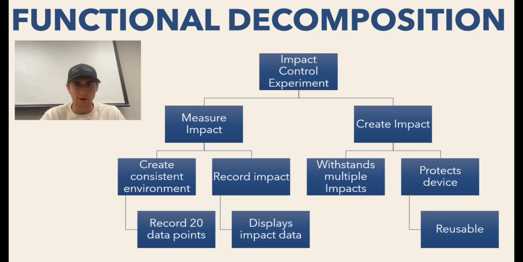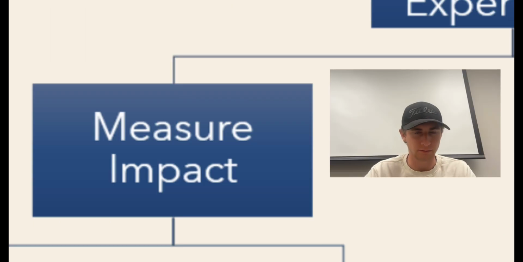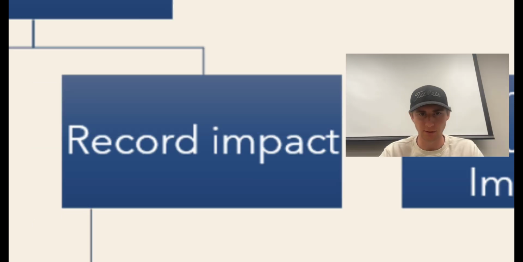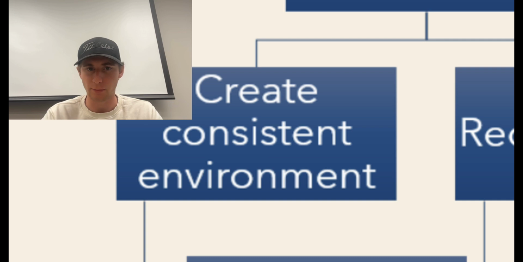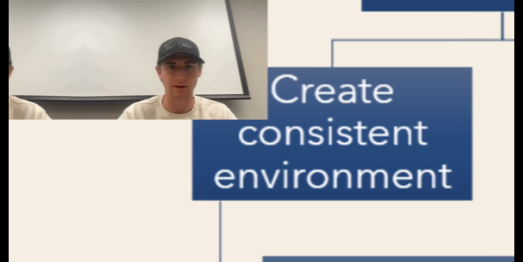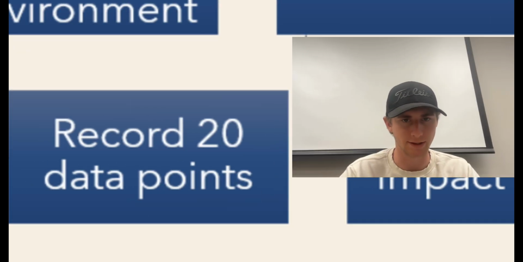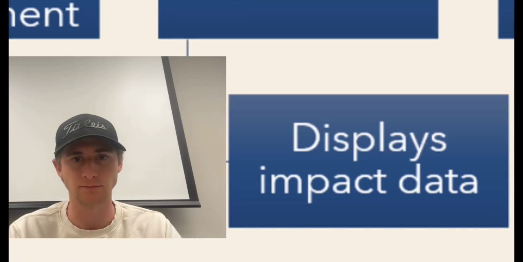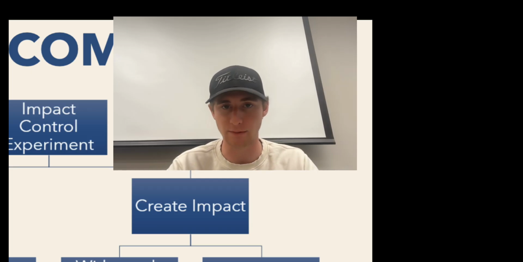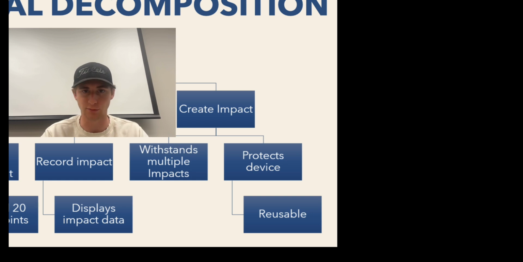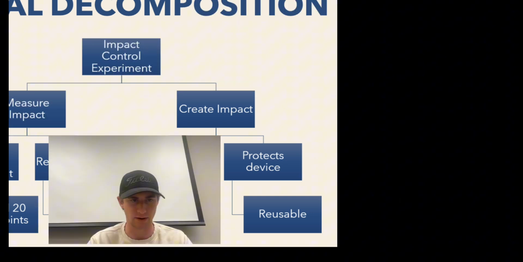From this, we can infer that the customer wants a few things for its impact control experiment. First of all, they need to measure the impact. To do this, we need to record the impact, but have a consistent environment. In this, we will record 20 data points and have a way to display the data. Secondly, we must create the impact. It must be able to withstand multiple impacts, protect the device, and be reusable.